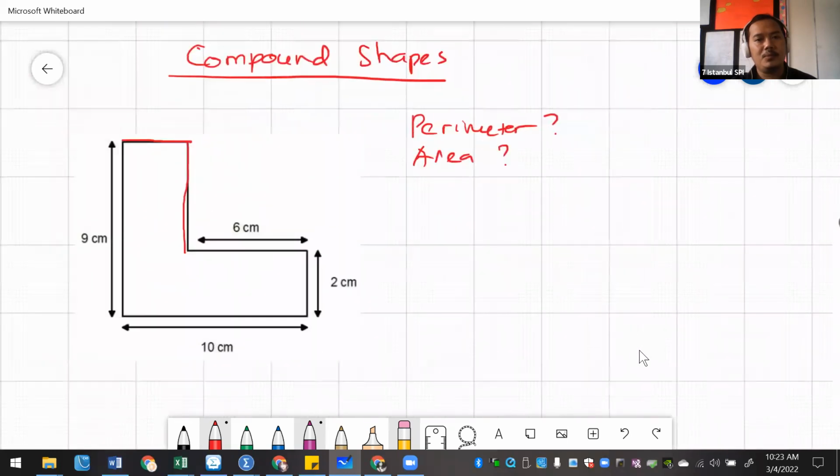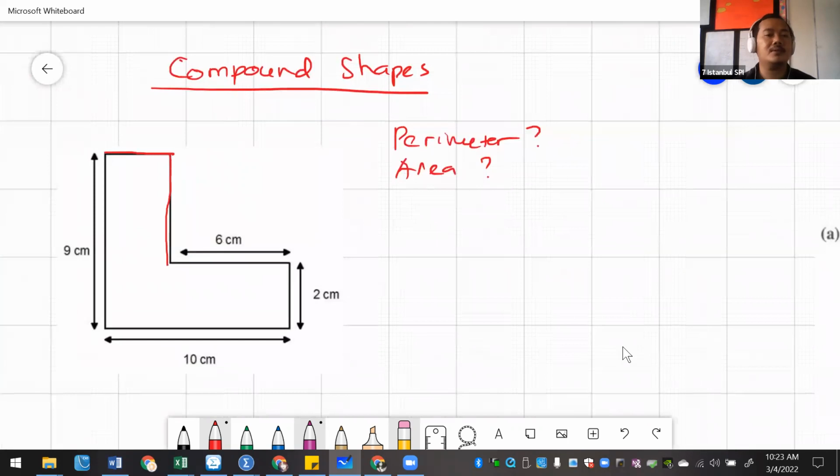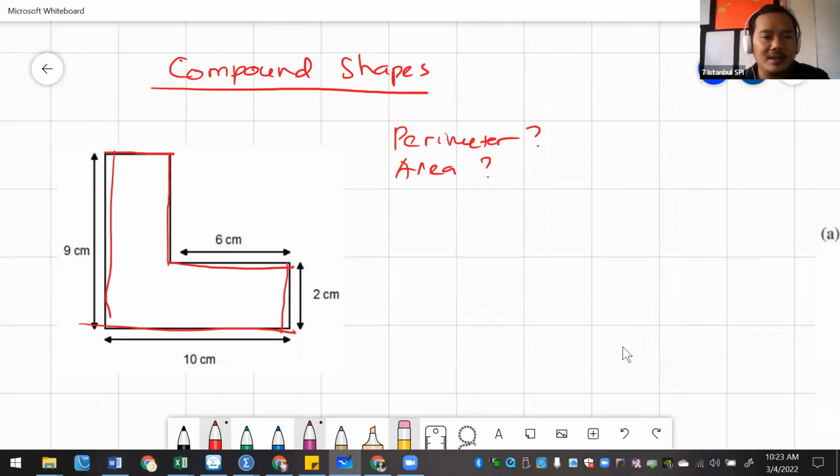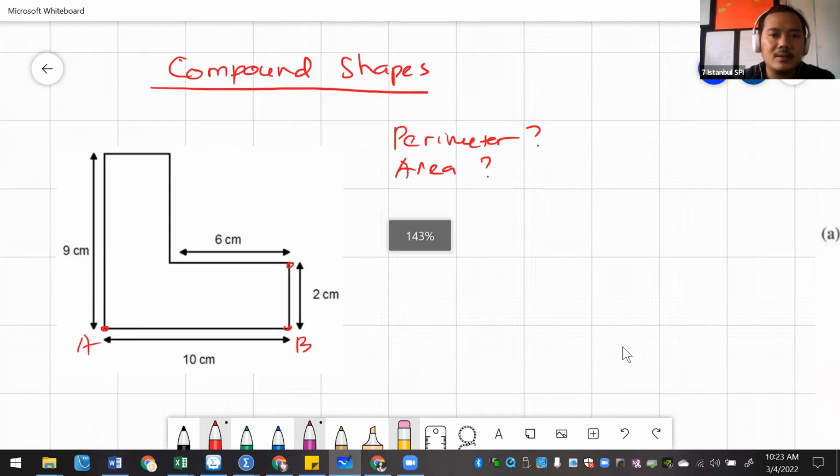Again, when we want to find the perimeter of a shape, just include the sides outside the shape. So we have this one over here, and this one over here, and this one, this one, and this one, right? Sorry, the drawing is bad, but that's basically it. So maybe if I put some vertices, for example, this is A, this is B, this is C, this is D, point E, and then point F, right? So the perimeter is basically adding AB, BC, CD, DE, EF, and FA, right?